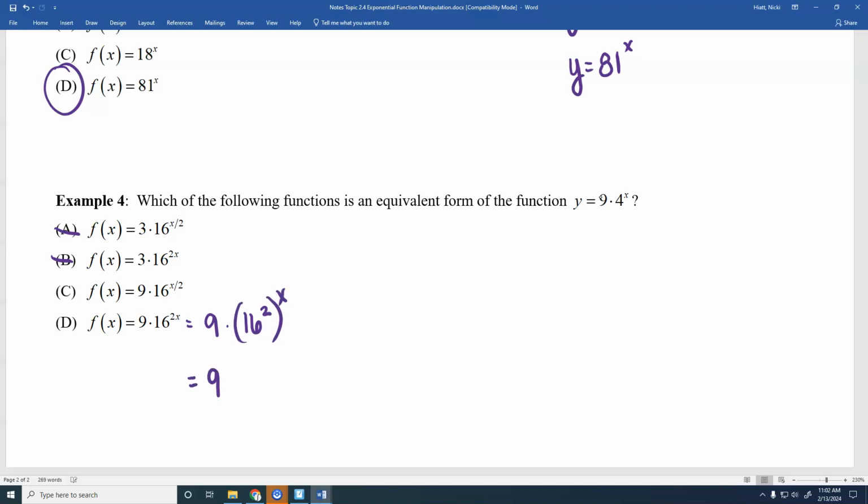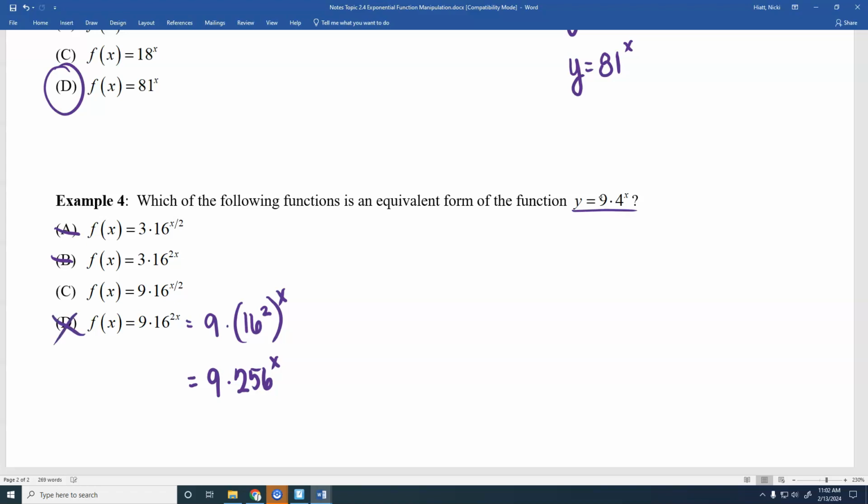And 16 squared, I'm not even sure if I know. 256 maybe? 16 times 16. Anybody got the calculator? Grab mine. I think it's 256. 16 times 16. Yeah, 256. So that'd be 9 times 256 to the x power. Is that equivalent to what we started with here? No. So that one is not it.